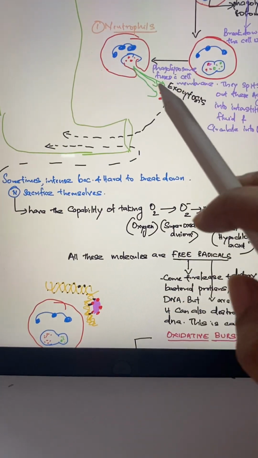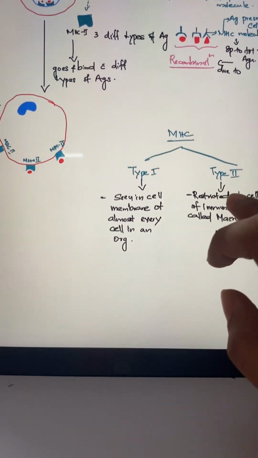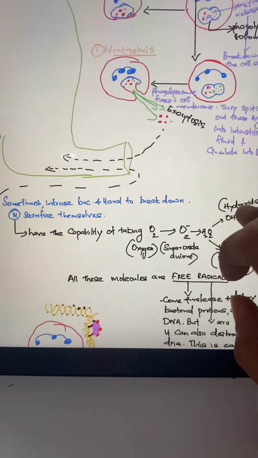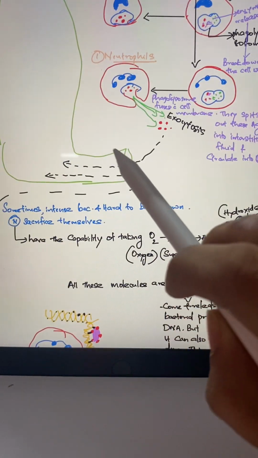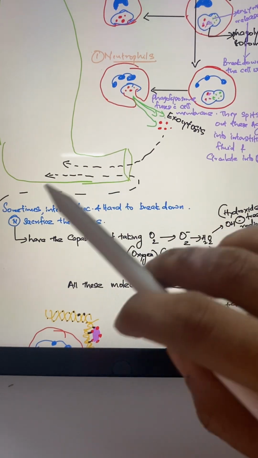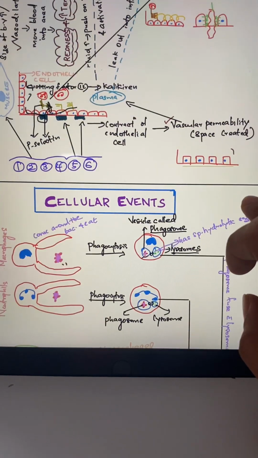Like the neutrophils, what they did, same like that. These MHC2 molecules release the antigen, and these antigens go into the interstitial fluid and circulate into the lymph nodes. This is the cellular events of the inflammation.